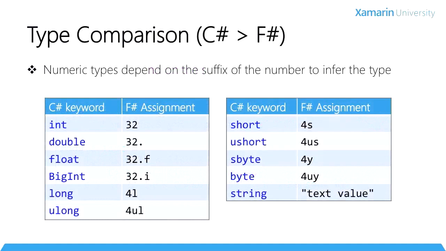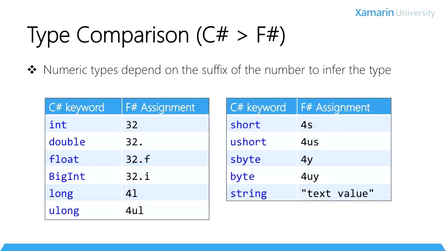Because we use type inference, it's a good idea to understand how to define particular types in F#. If you look at the tables on the slide, you'll see the C# keyword and how to actually assign that particular type in F#. For integers, we'll just use the whole numbers. For doubles, we'll use the dot after that value. For floats, we'll use the .f. For big integers, we'll use the I as the suffix. For long, we'll use the L, and for ulong, we'll use UL. You can see the other formats for shorts, ushorts, and bytes. For strings, we just wrap the values in quotes.